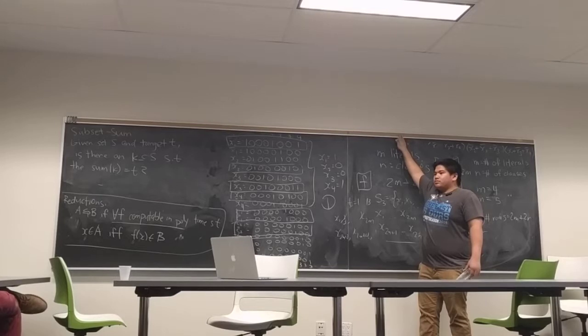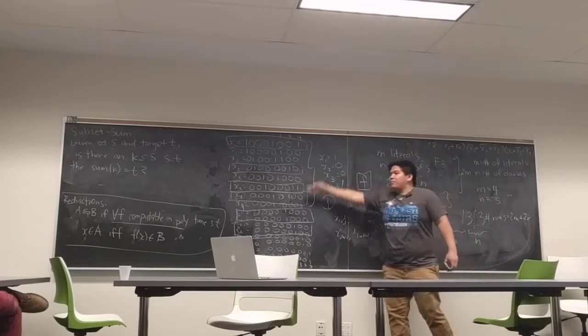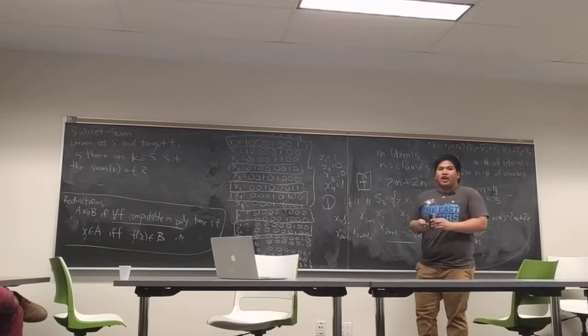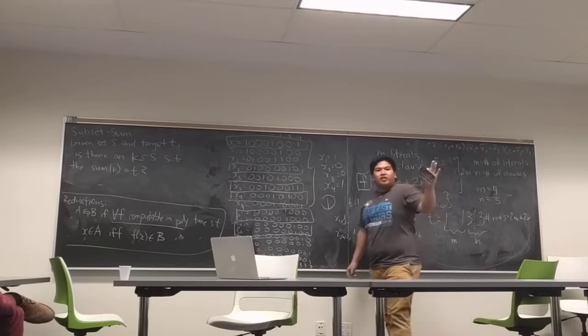The forward implication would be, given your satisfying assignment, you create this subset sum, and you pick each row that corresponds to it. Exactly. If x1 is 1, then you pick x1. Yes, if x2 is 1, then you pick x2, and you add those and you get the target. Yeah, exactly. So let's review that one more time.